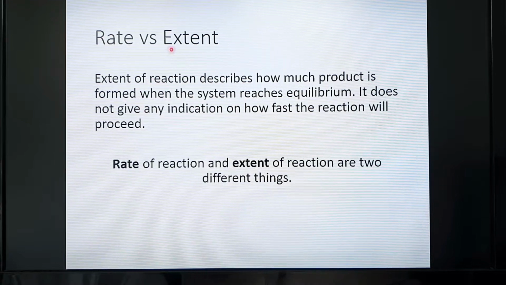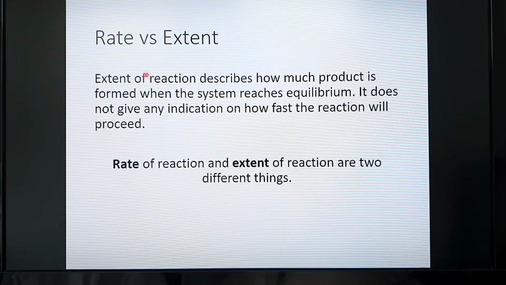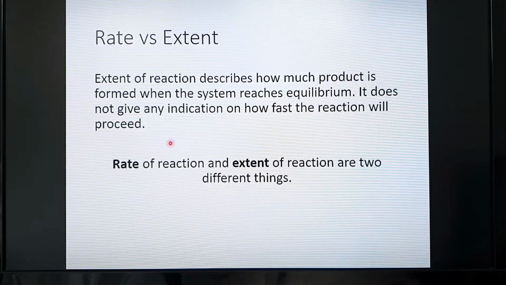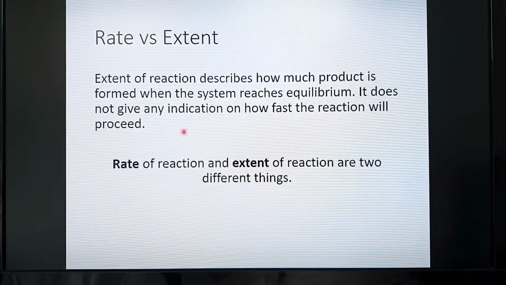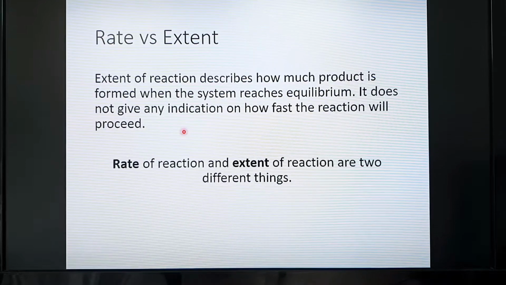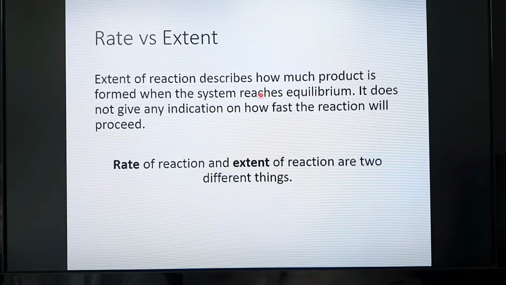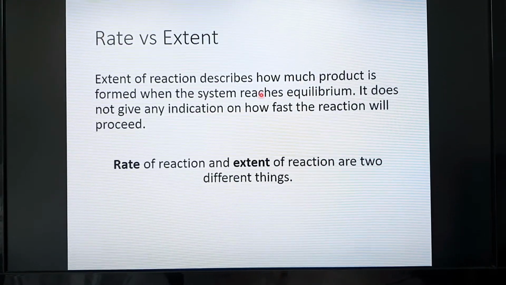And the thing is, the extent of the equilibrium, you don't know how long it will take for an equilibrium to establish. We don't know how fast it's going to get. It might take several years before we establish equilibrium because the reaction rates are that slow. Or as you saw in the example before, this only takes a few seconds and we've established equilibrium. So extent and rate are two completely different things. We can't infer one from the other.